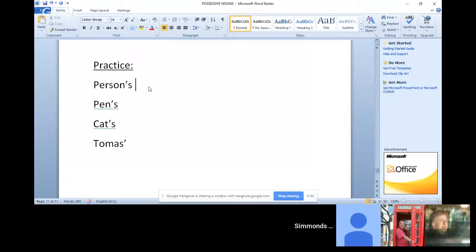First, we have to think of the object, the noun in this case. There's a possessive noun, but we actually need the noun. A person's what? Let's say backpack. For example, we could say, I found a person's backpack on the floor. For example. Okay. What about pens?